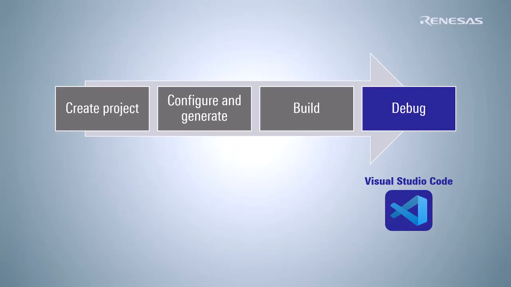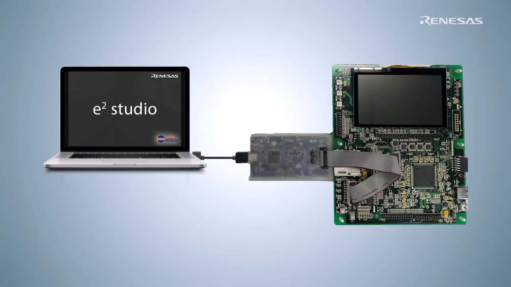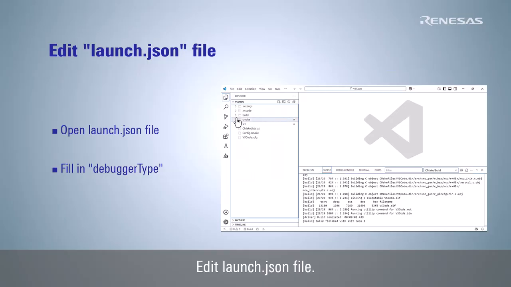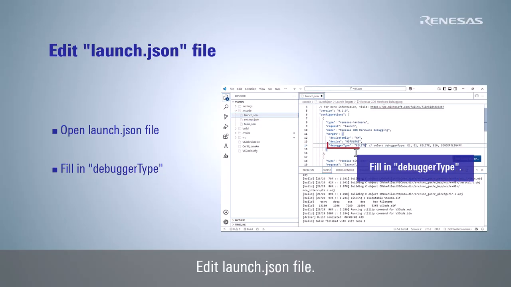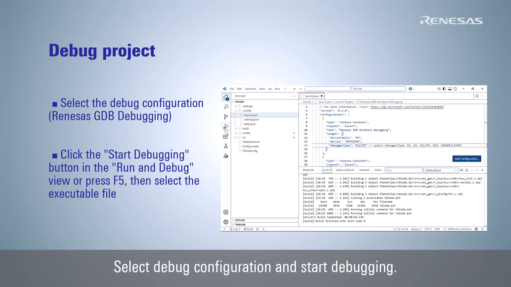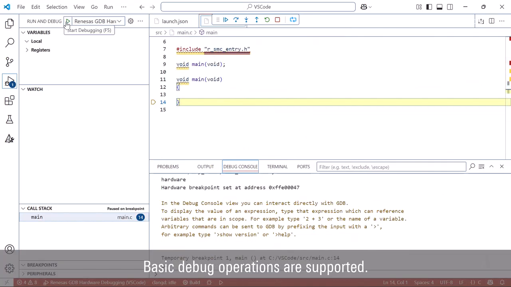The final section of the video will walk you through the steps to debug the project in Visual Studio Code. Connect any Renesas RX board to the PC via an emulator like the E2 Lite. To prepare for the debug session, open the launch.json file from the project and fill in the debugger type. Start the debug session by selecting the debug configuration. Click the Start Debugging button in the Run and Debug view or press F5, then select the executable file. A debug session will start.